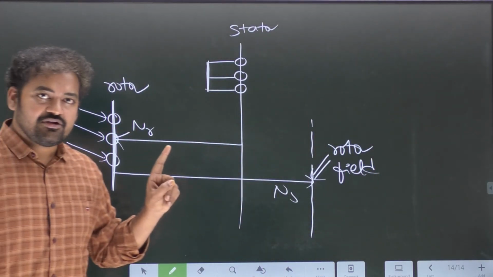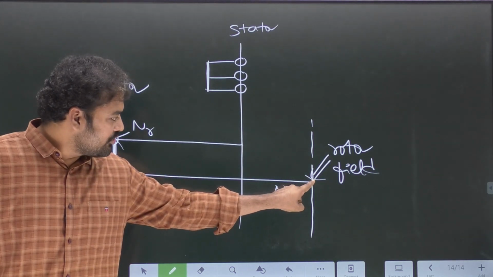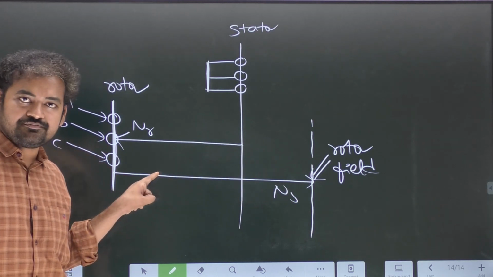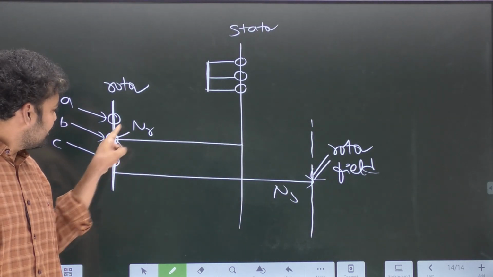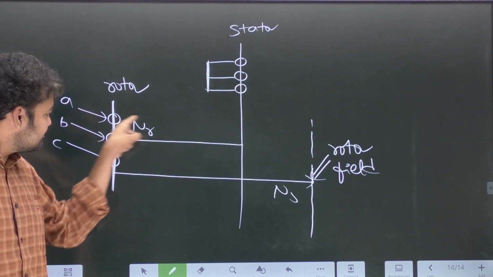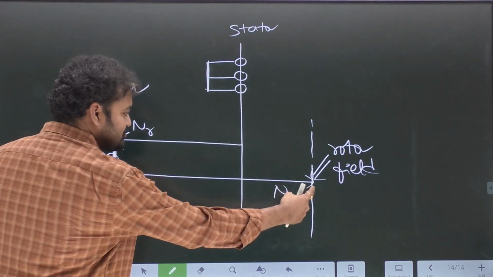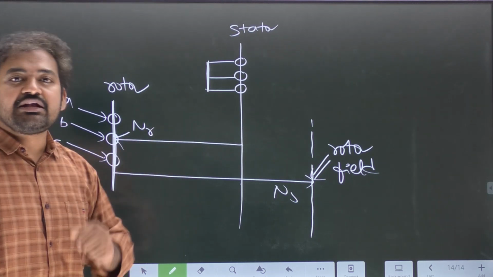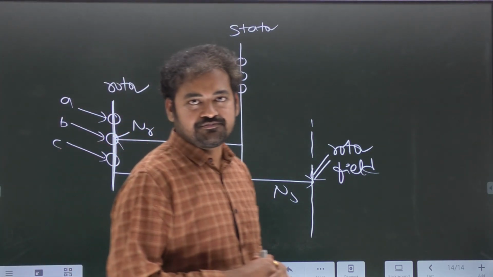So answer the final questions. What is the speed of the rotor field with respect to the rotor? Ns, 1200 rpm. What is the speed of the rotor with respect to the stator? This is Nr, this is 1000 only. This is 1000, but this is 1200, that's why it is crossing this line. Okay. So finally tell me, what is the slip speed now?